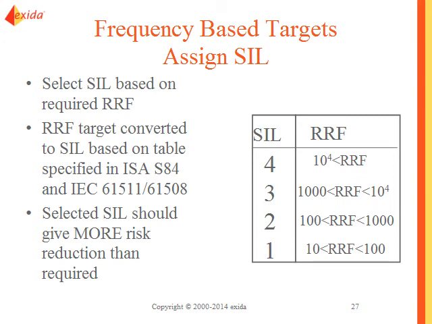So for frequency-based targets, you select the SIL based on the required RRF. And you can see from the table, the risk reduction factors are converted there into SILs. The risk reduction factor target is converted based on this table, which comes from IEC 61511 or 61508. The selected SIL should give more risk reduction than required. That's important to understand because you normally always want to err on the conservative side when doing SIL selection.